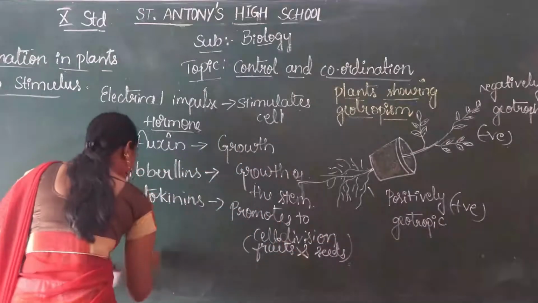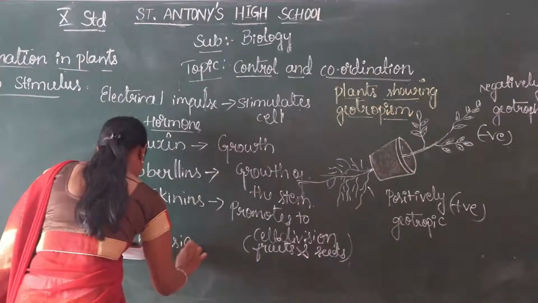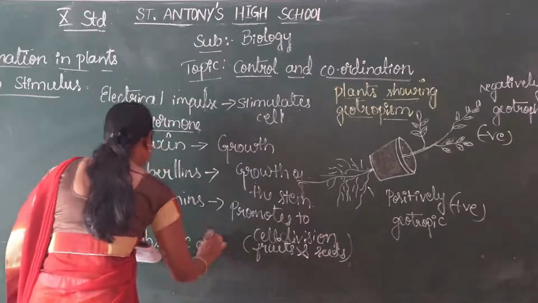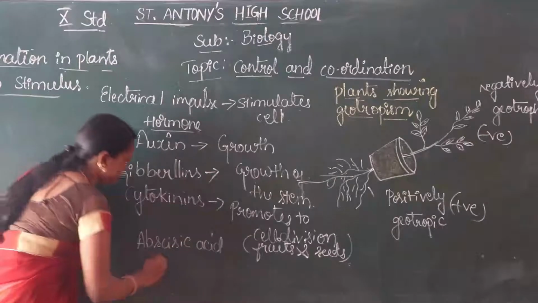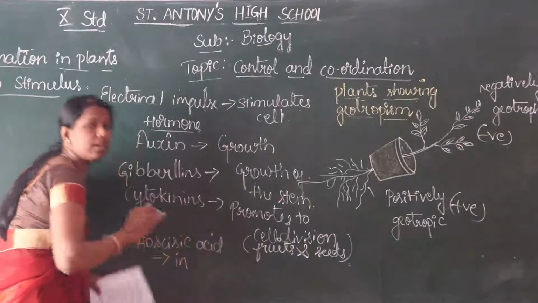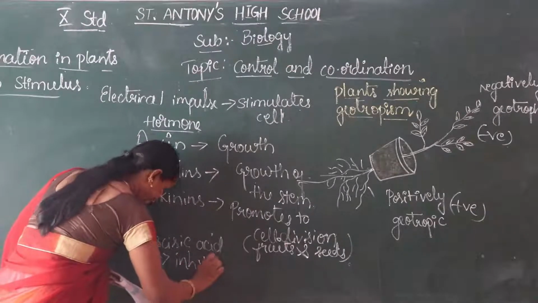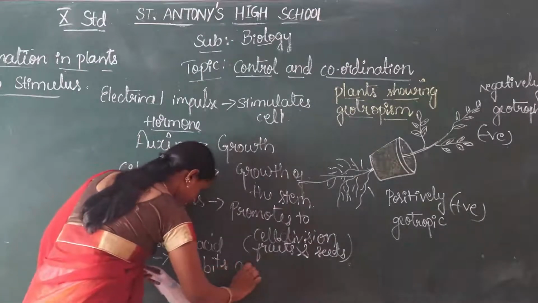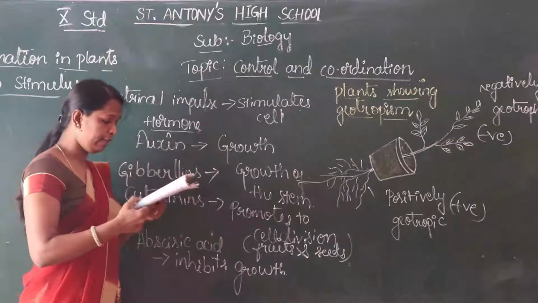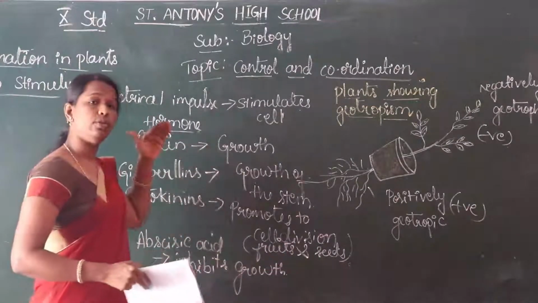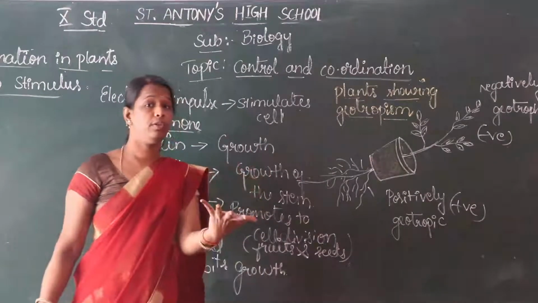Okay, the last one, abscisic acid. The spelling is abscisic acid. It inhibits growth. Inhibits growth means, for example, it affects the wilting of leaves. During the season, depending on the spring season, the leaves are shed.